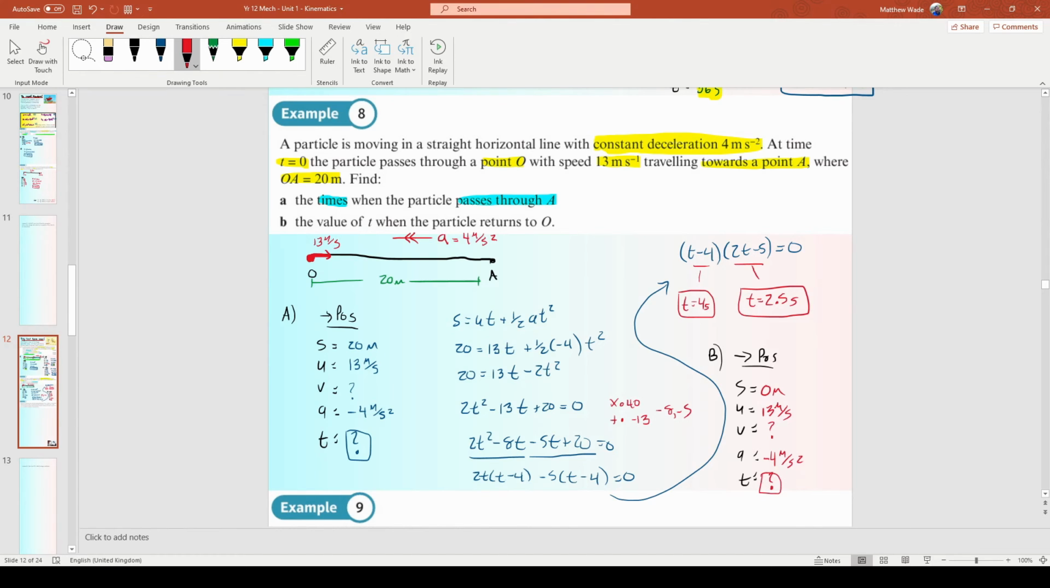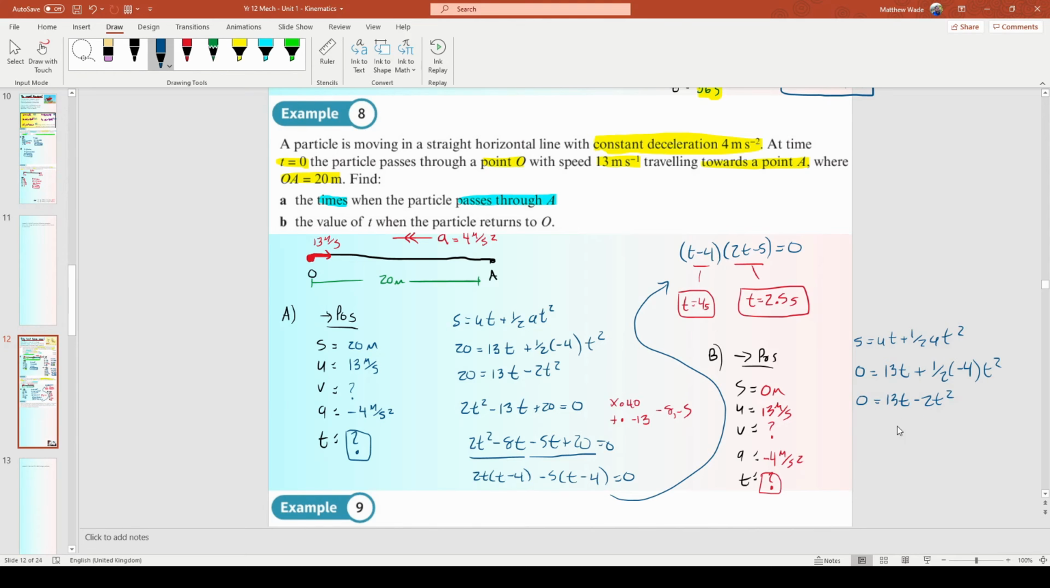So we need the one that doesn't have V. Which one's not got V? That's it, buddies. It's this one. It's the S equals ut plus half at squared. S equals ut plus 1/2 at squared. Displacement 0. V. This is going to be 13t plus 1/2 minus 4t squared. So 0 equals 13t minus 2t squared.